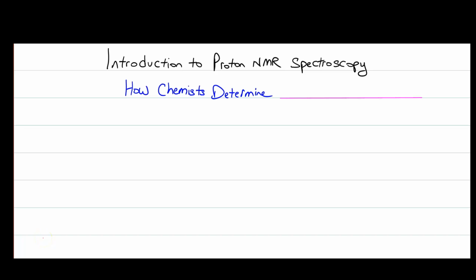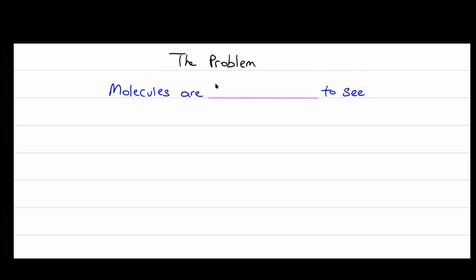In this video, we will introduce proton NMR spectroscopy and understand how chemists use it to determine the structure of molecules. Molecules are extremely small to see. Even powerful microscopes cannot directly show us the exact arrangement of atoms in most molecules. So chemists rely on indirect methods to determine the structure.